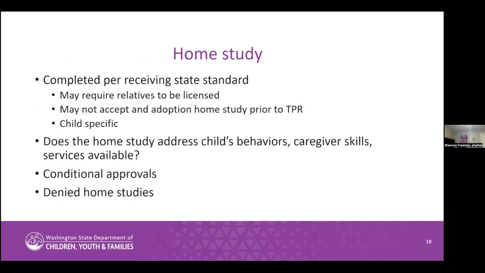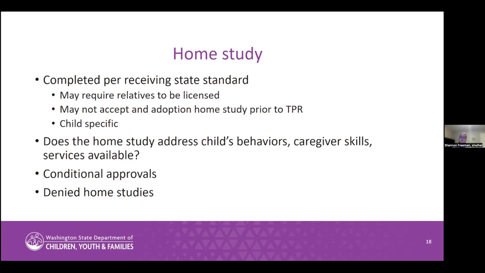The home study we talked about, Maya talked about in one of her slides, is completed per the receiving state standard. So some states require all relatives to be licensed, so they would get a foster license in that other state. I think about 30 states now require most relatives to be licensed. That's beneficial for states because we can then reimburse families with foster care reimbursement. They may not accept an adoption home study before TPR. I can tell you most states won't accept an adoption home study before TPR, so we either need to send it as a relative request or foster request.